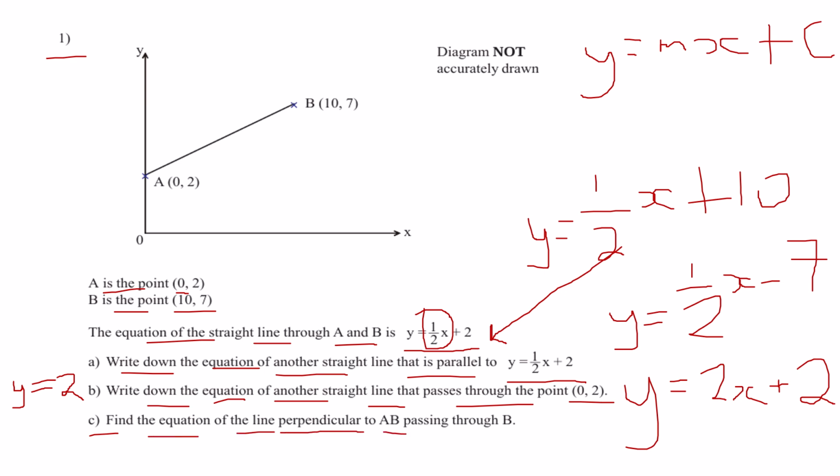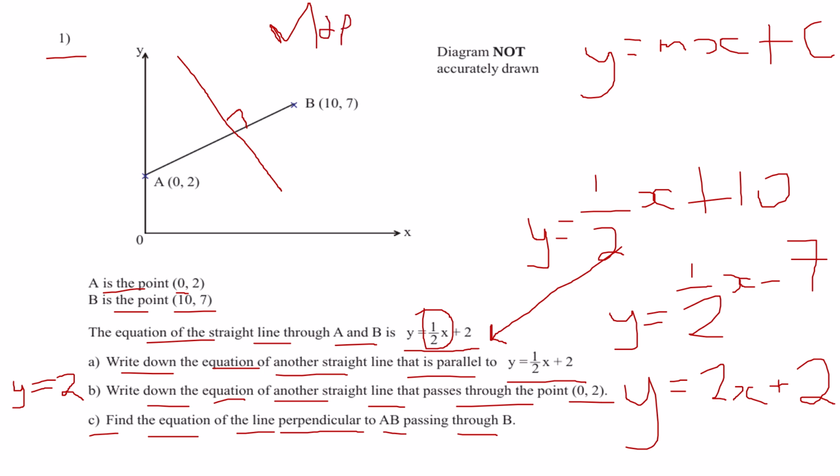Let's see, find the equation of the line perpendicular to AB passing through B. It's a bit more tricky now. Step 1, we're going to work out the midpoint. Perpendicular means a line that bisects A and B, that meets at a right angle, that's key. It passes through the midpoint of AB.